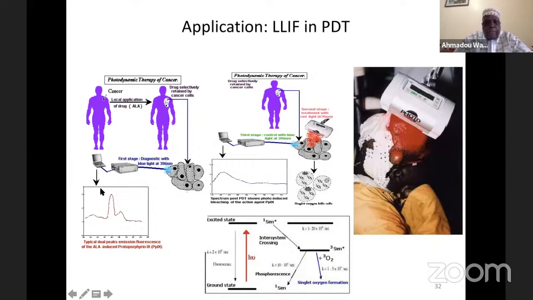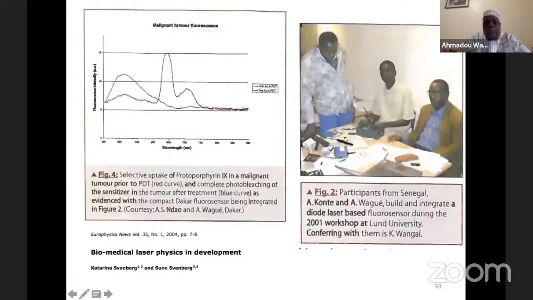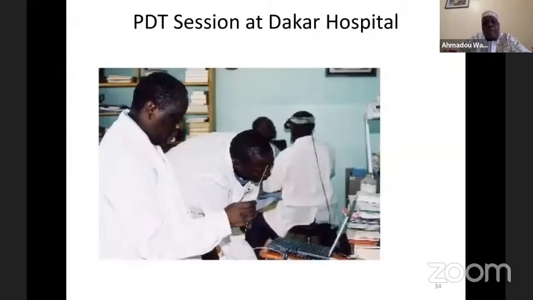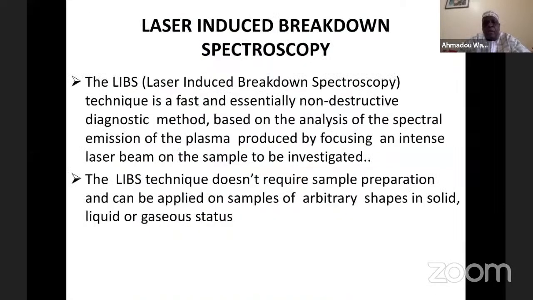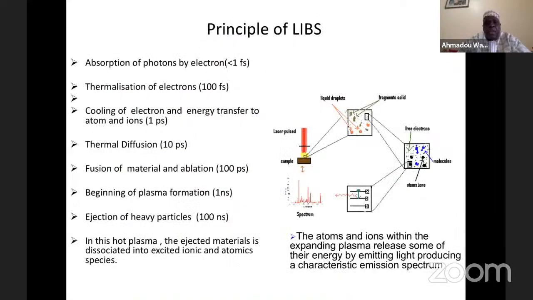For diagnostic, we have a curve here. If you have this shoulder, it shows the presence of a cancer, and you need a photosensitizer too. In our experiment, we use the ELA. It was in collaboration with the group in Sweden. And this is the experiment we have done in Senegal for the PDT.